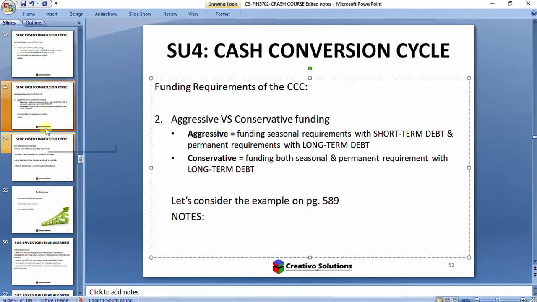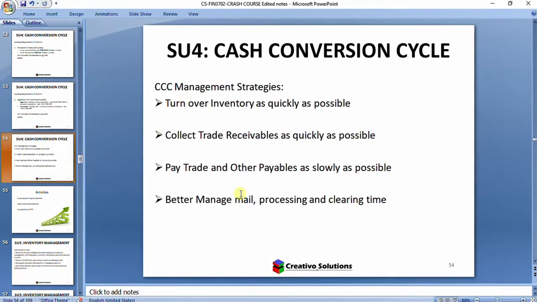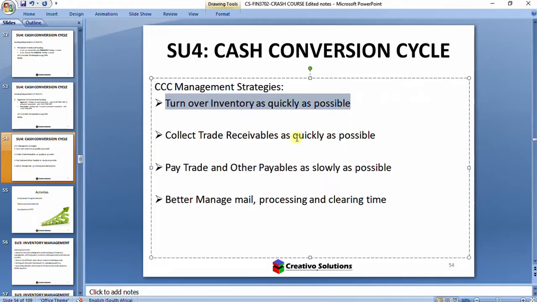The last bit is just some theory. We spoke about it earlier, so I'm not going to spend too much time on this. You actually gave me these answers earlier when I asked you about your diagram. You told me inventory needs to be sold as quickly as possible, so the turnover needs to be quick. You also told me that the debtors or trade receivables need to be quick. In other words, we need to collect sooner rather than later. Quicker is better than slower.